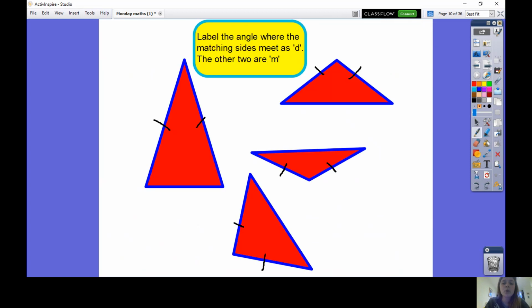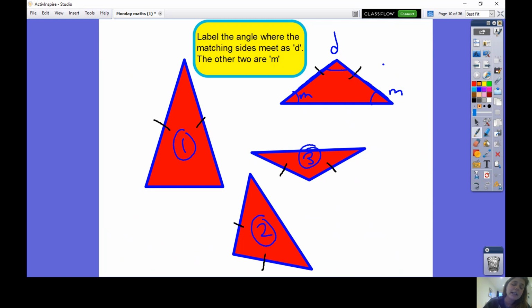We're now going to look at some more triangles, and we're going to talk about which angle is different and which angles are matching. Let's start with this one up here. I can see these two sides are equal, so the angle where those two equal sides are joining, that is angle D, which means the other two are the matching angles. Can you please go through now and point at the angle which you think is angle D in triangle 1, 2, and 3? Which angle is the odd one out on those three triangles?